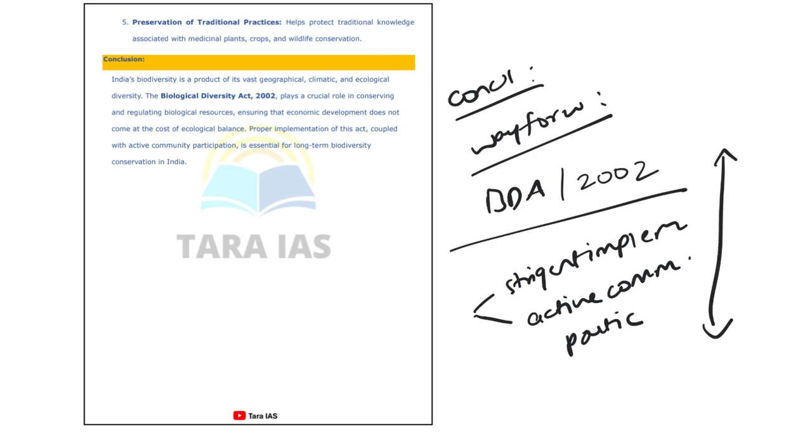And this is how you conclude your 250 words answer. So in the introduction you will highlight the significance of biodiversity in India. In the body, how biodiversity is varying in India, and in the second part, the features of the Biological Diversity Act 2002 and its impact. And in the conclusion, obviously we will give the way forward: stringent implementation and active community participation, so that we can conserve biodiversity to the highest level.